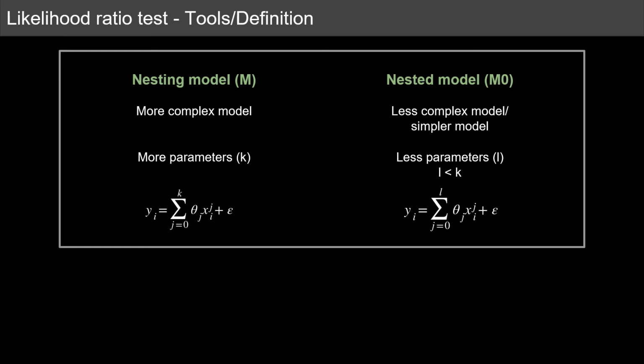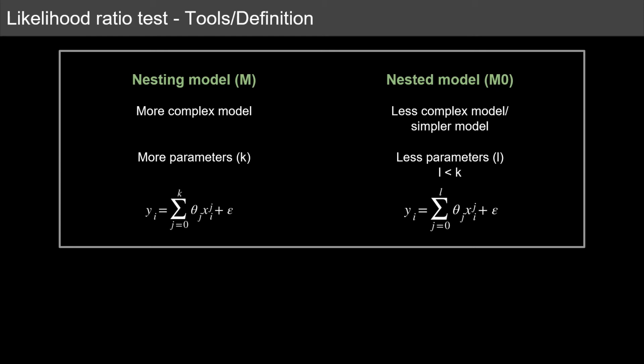We thought it might be a good idea to just refresh the definition of some keywords in order to understand the likelihood ratio tests a little bit better. First of all, we want to distinguish between a nesting model and a nested model. A nesting model is more complex, meaning that it has more parameters. A nested model, in contrast, means that it is nested under the nesting model. Therefore, it is a simpler model, which can be seen as being equivalent to less complex, so it has less parameters than its nesting model.